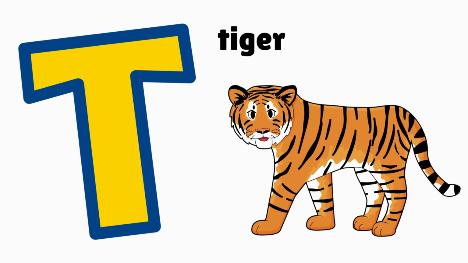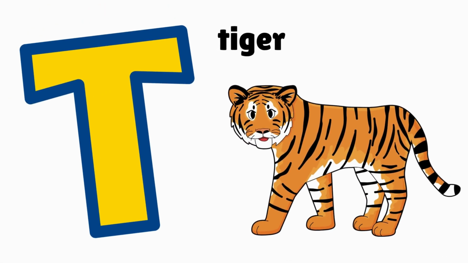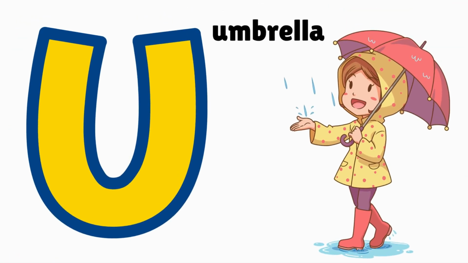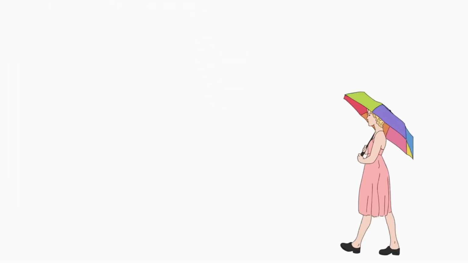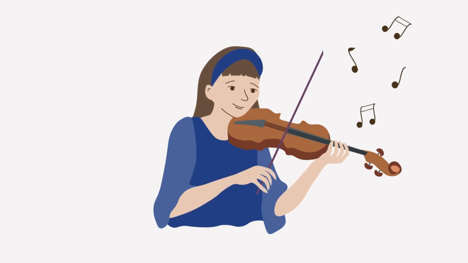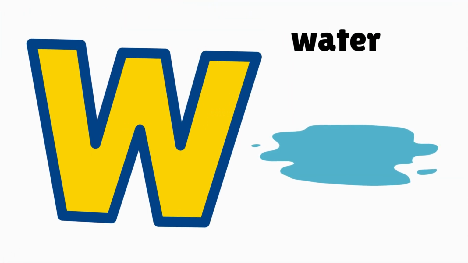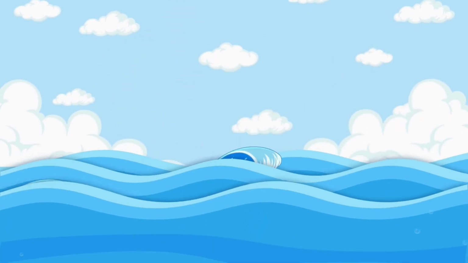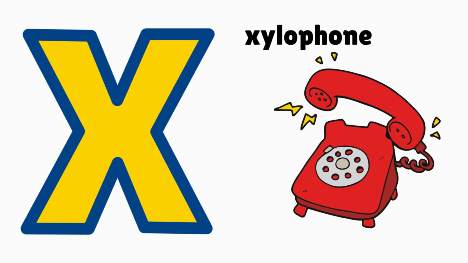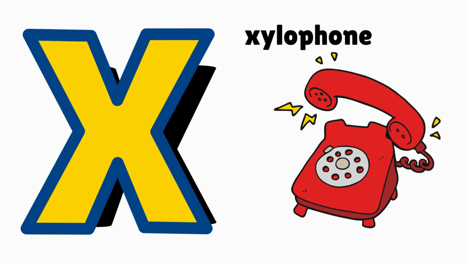T is for tiger, tiger. U is for umbrella, umbrella. V is for violin, violin. W is for well, well. X is for xylophone, xylophone.